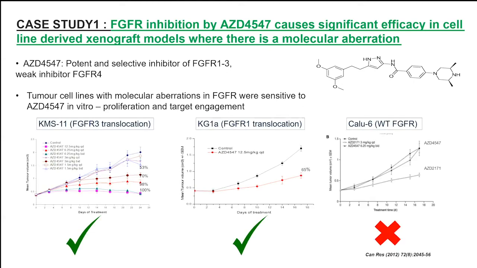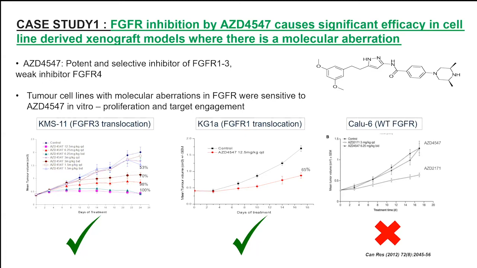in vivo. So we selected some of the cell lines from the in vitro screen, and we were able to grow these in vivo in immune compromised animals. So one was KMS11, which is a multiple myeloma line with an FGFR3 translocation, KG1A, which is a myeloproliferative disease and has an FGFR1 translocation. And we also included CALO6, which is wild type for FGFR.